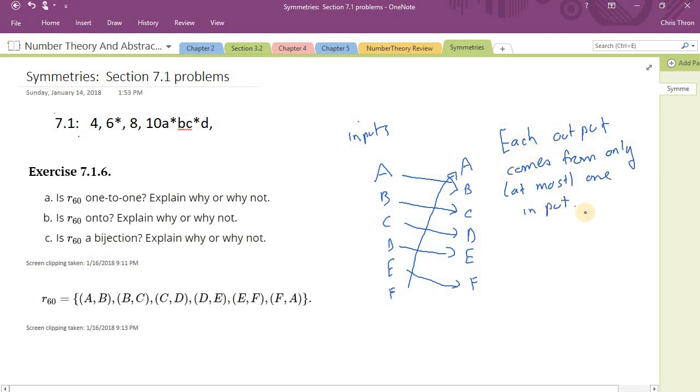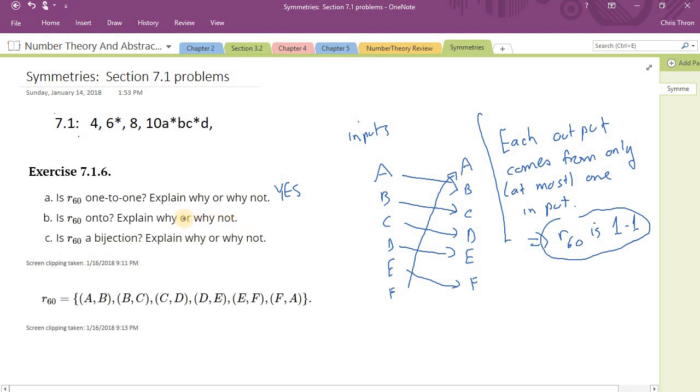Now be careful. This is what one-to-one means. You can't say each input goes to only one output. That's not one-to-one, and all functions do that. Even if I had B go to C and A goes to C, each input goes to only one output. But this is what means the function is one-to-one. So R60 is one-to-one. Okay, so that's the answer to my first one, A, the answer is yes. And here's the explanation. The explanation is here.